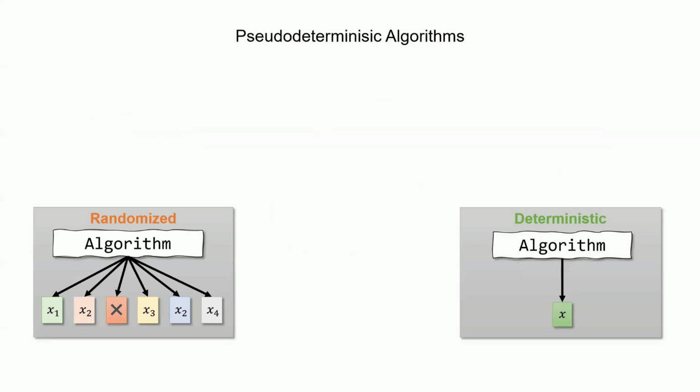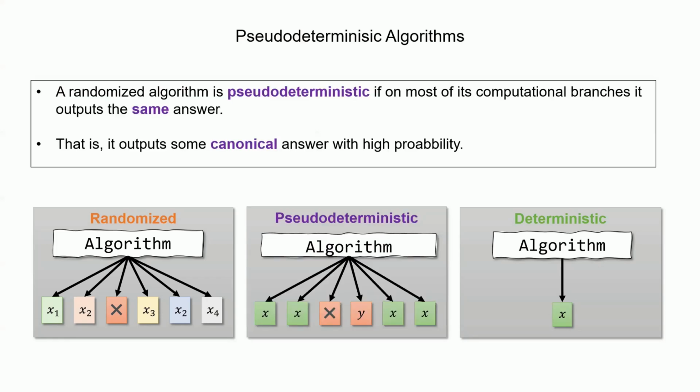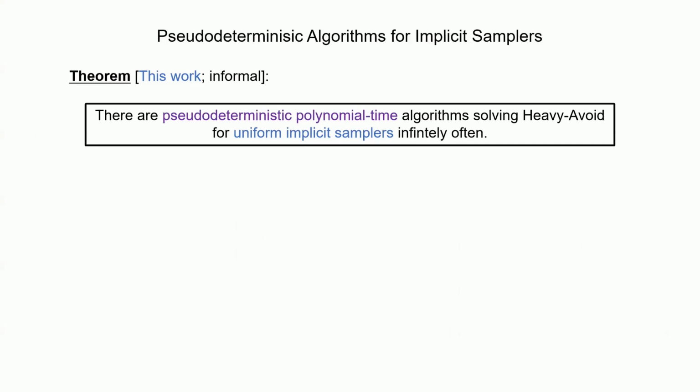Before discussing this result, let's recall the notion of pseudo-deterministic algorithms. When we have a randomized algorithm for a search problem, it produces a solution on most of its computational paths. However, different computational paths may give different solutions. On the other hand, a deterministic algorithm has only one computational path, and it always produces the same solution. We say that a randomized algorithm is pseudo-deterministic if on most of its computational paths, it outputs the same answer. In other words, it produces a canonical answer with high probability. We showed that there are pseudo-deterministic polynomial time algorithms that solve heavy avoid for uniform implicit samplers infinitely often.